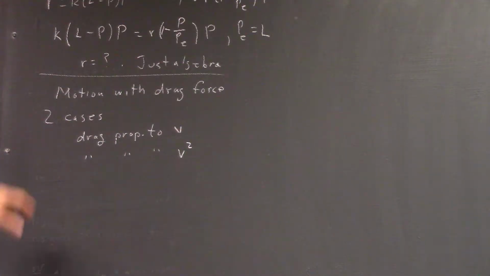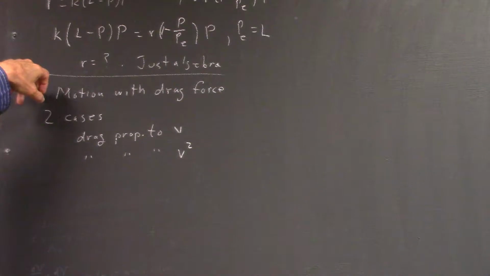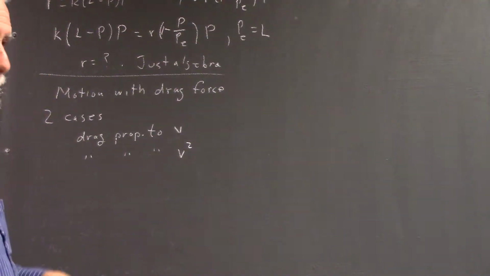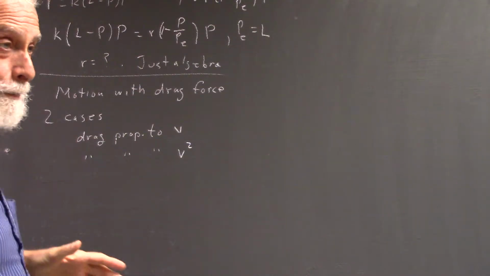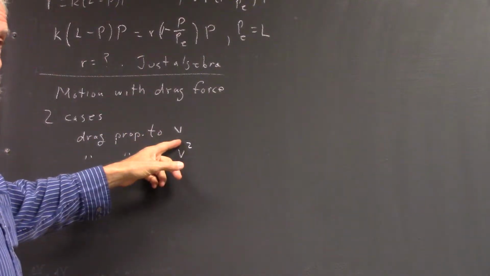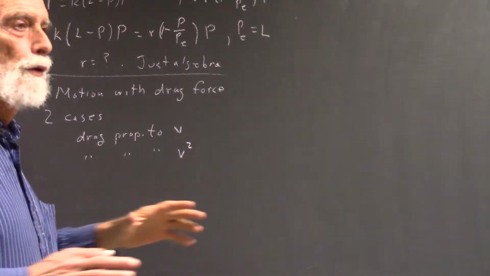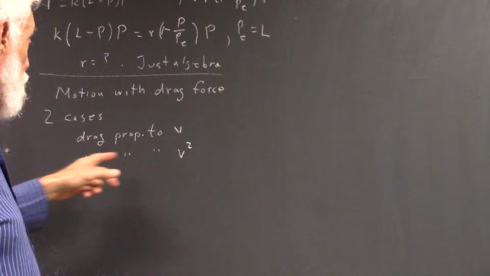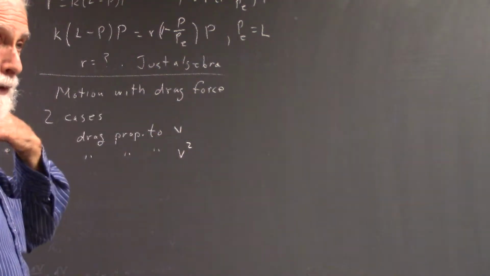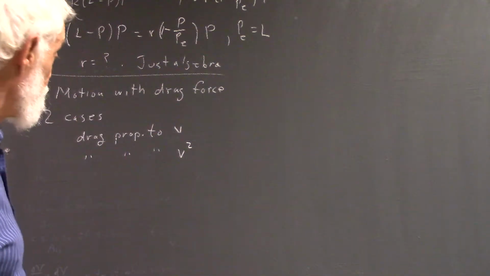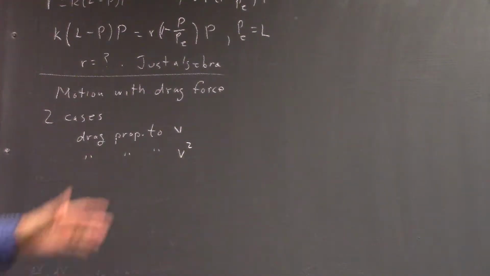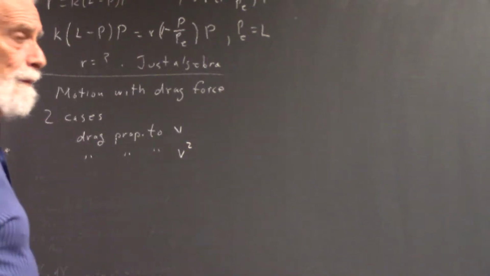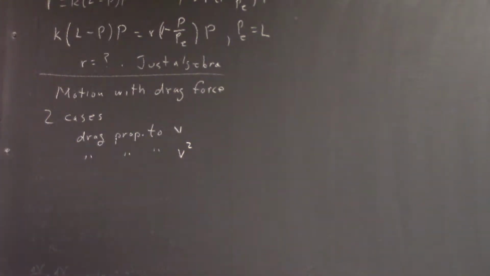So, okay, now we'll talk about motion with drag force. There are two cases that we're going to consider, and they're intermediate cases, okay? Now, drag proportional to V, where you're, say, moving through the water with a nice laminar flow and not a lot of turbulence, or drag proportional to V squared, which is what happens when you start getting turbulence, okay? And these aren't exact proportions, but they're pretty indicative and they work pretty well.